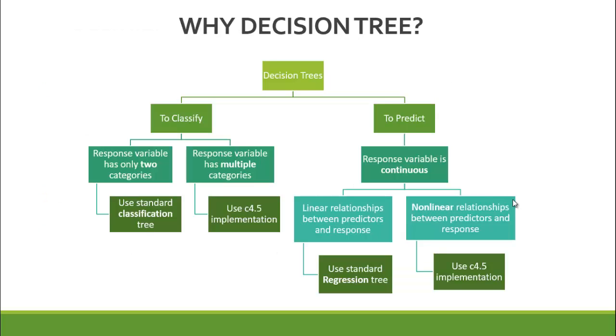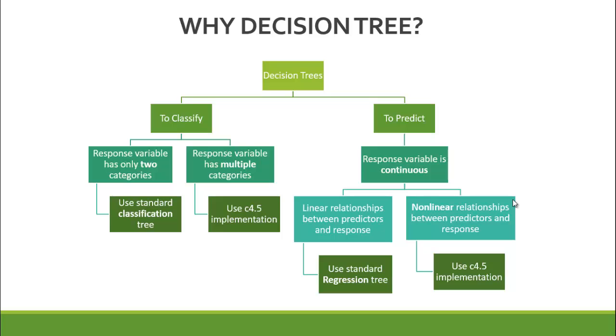So why do we use a decision tree? As we already know, we use it for classification or to make predictions. For classification, under different situations, when we have just one variable and two categories, we can use a standard classification tree. For responses where the variable has multiple categories, we can use the C4.5 implementation algorithm.